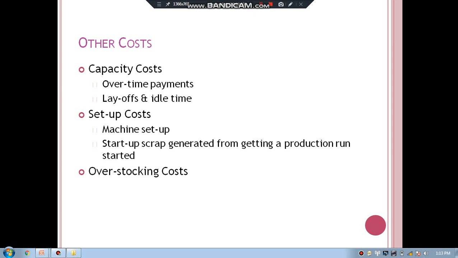So these are the basic costs which are associated with inventory. In the third video, we will discuss the inventory control models or the inventory models.